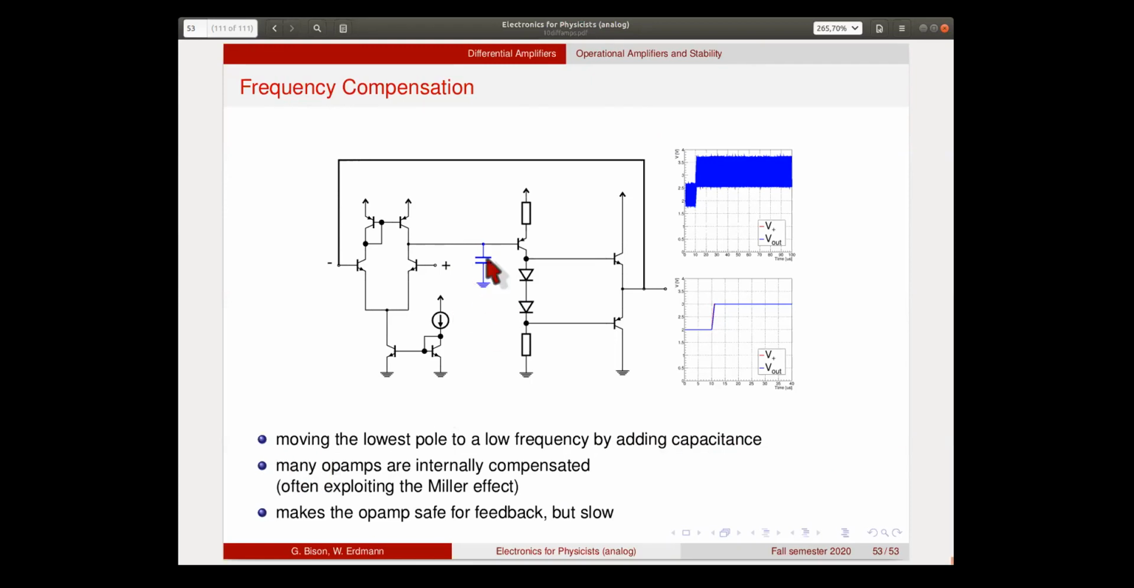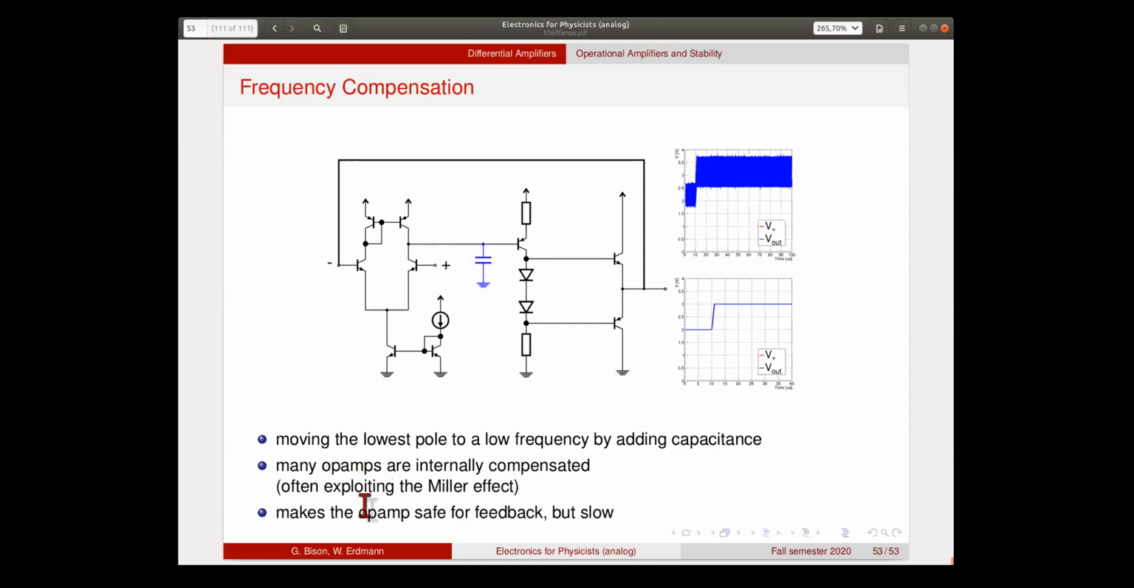Often these large resistors and large capacitors that you need are implemented using the Miller effect, for instance, in the one that we just saw. But not all of them are. So you have to look into the data sheet. Some op-amps are not internally compensated, and then you have to be careful how to use them.